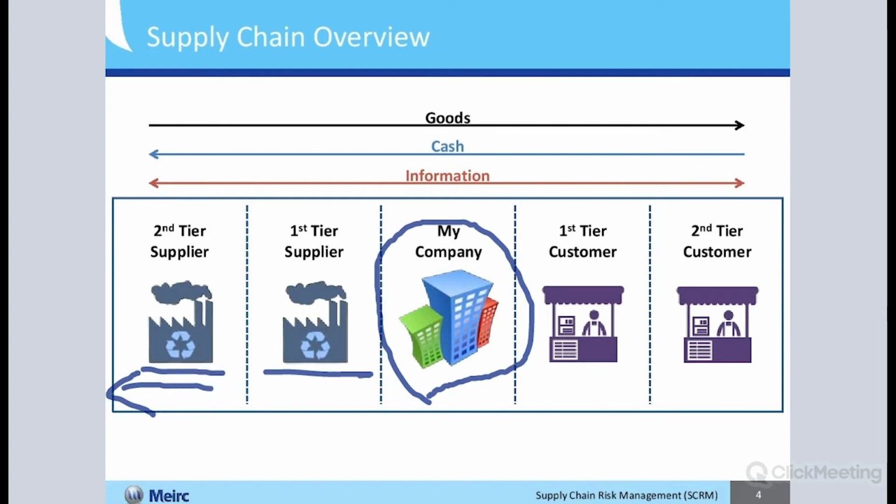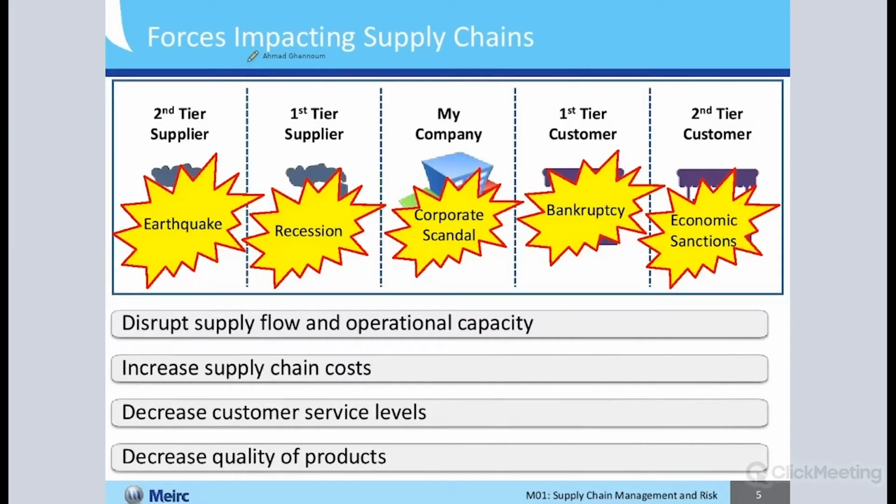But if you have a disruption anywhere along that supply chain, so you could have, let's say, an earthquake, like what happened in Japan a few years ago. You can have a recession that impacts production. You can have a corporate scandal, bankruptcies, etc. And any one of these problems is going to disrupt your supply flows. Either it will constrain your ability to produce at high efficiencies, or it's going to shut you down totally.